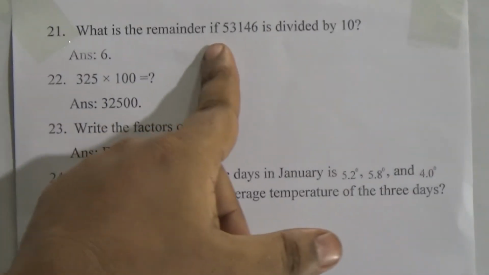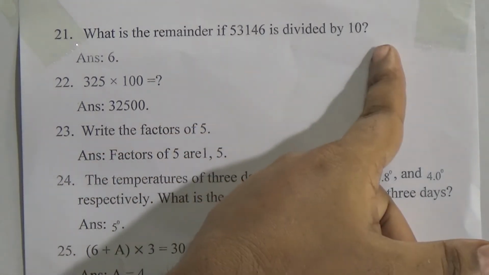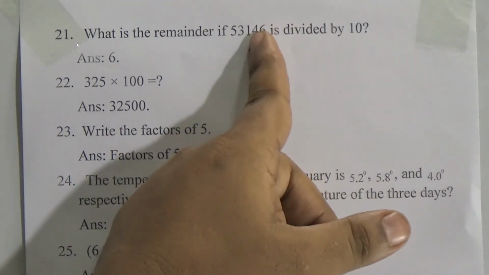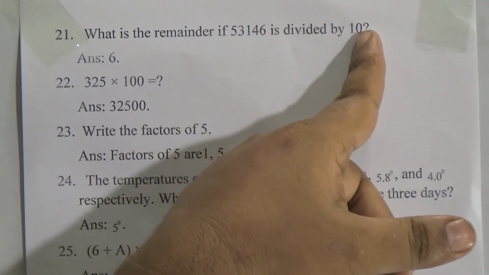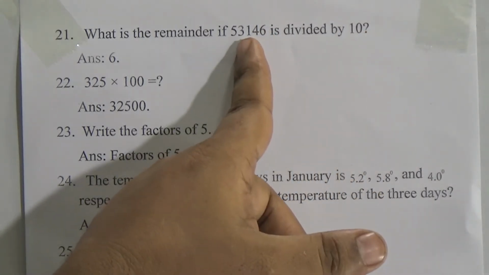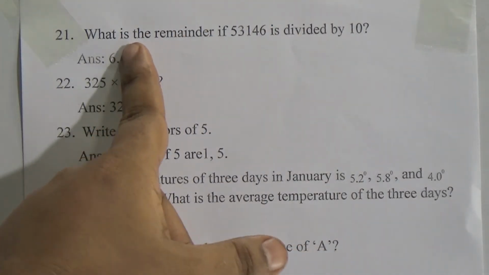Next question, number 21. What is the remainder if 53,146 is divided by 10? We easily notice the last digit will be the remainder because it's not divisible by 10. If 53,146 is divided by 10, then 6 is the remainder.